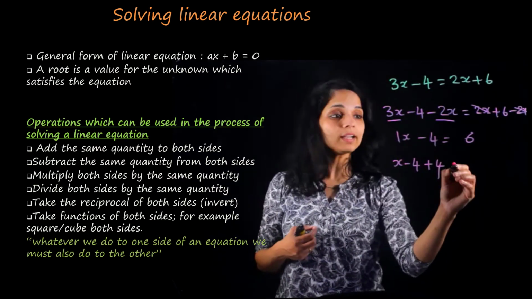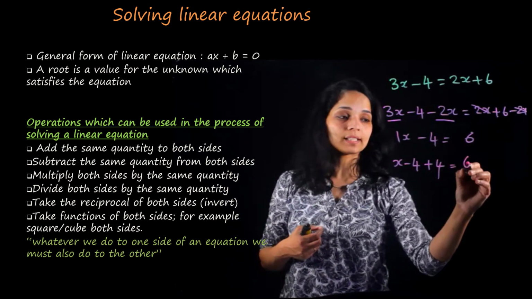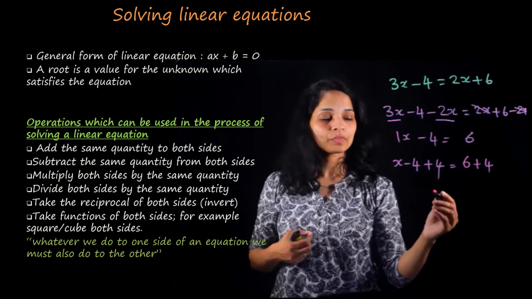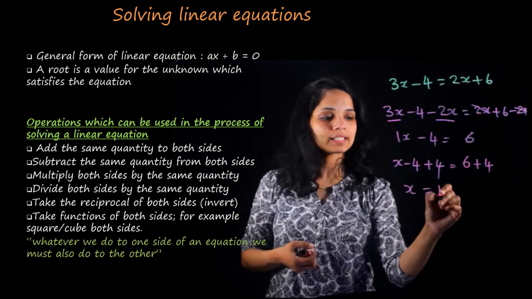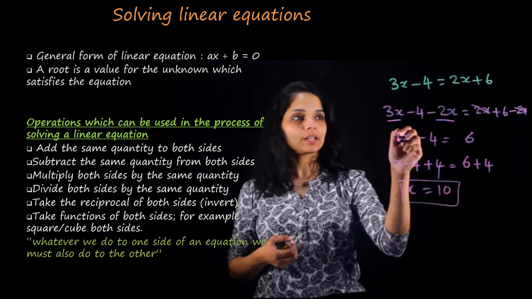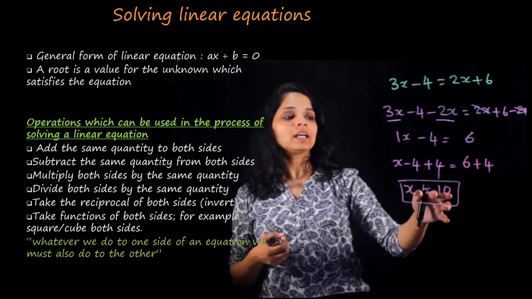disappear from the left side. So you should do the same operation on the other side. 6 plus 4. Okay, so that makes x, this is 0, equals 10. So that's a solution of this equation.